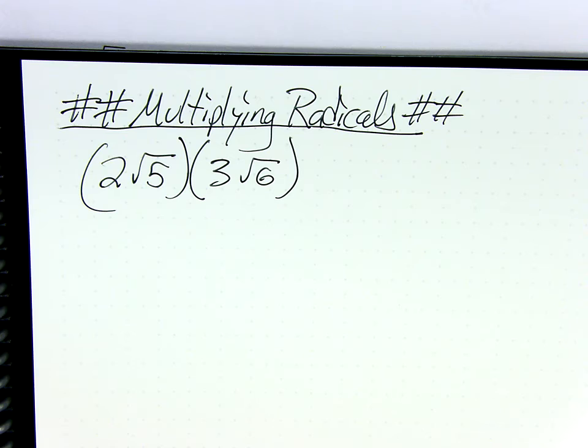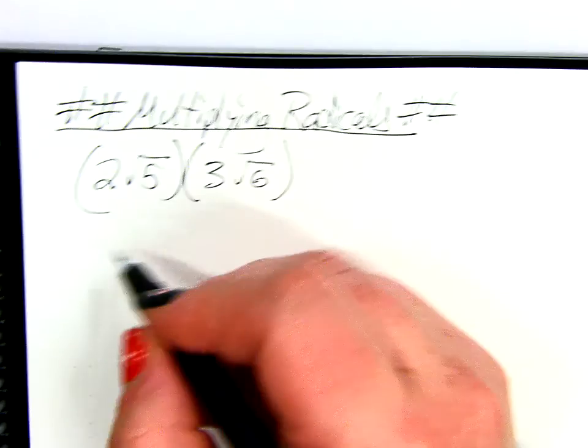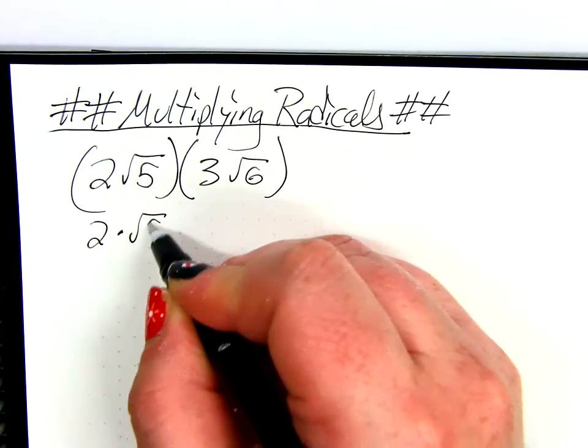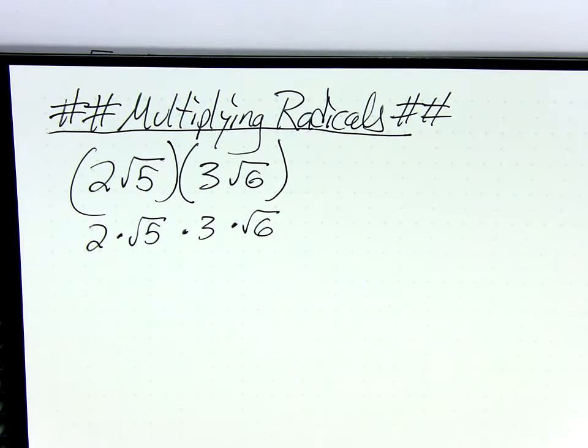First of all, this is all multiplication, however it's written. Don't think that you're FOILing here because these are not binomials. So it's the same thing as 2 times square root of 5 times 3 times square root of 6. That's all it is. It's just all multiplication, unless I had a plus or a minus in there, then I'd have to FOIL.